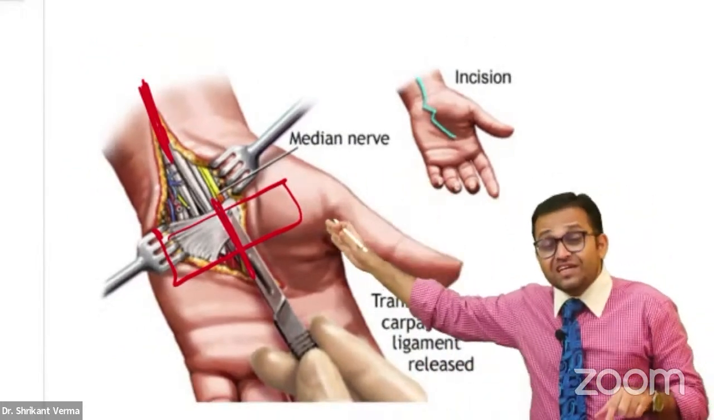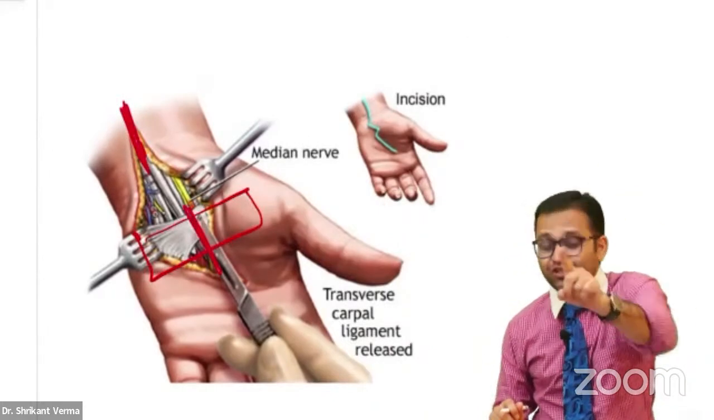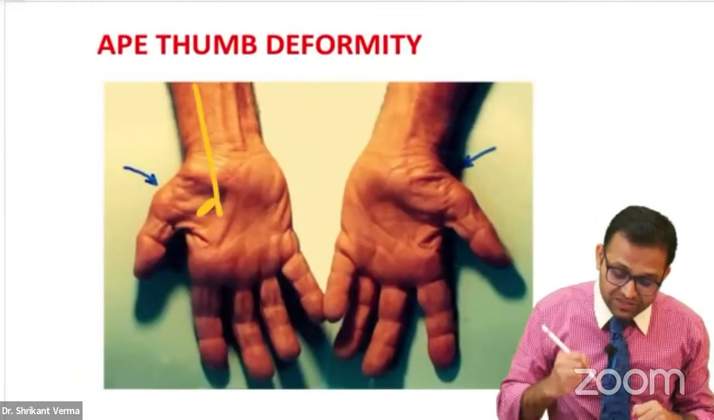यू हैव टू कट द फ्लेक्सर रेटिनाकुला, यू हैव टू रिलीव द प्रेशर. दिस इज ऑल अबाउट आवर शॉर्ट नोट फॉर द carpal tunnel syndrome. Very important. Now, ape thumb deformity, we all know the median nerve is coming from this side.